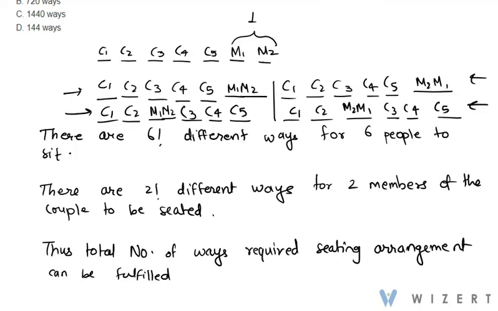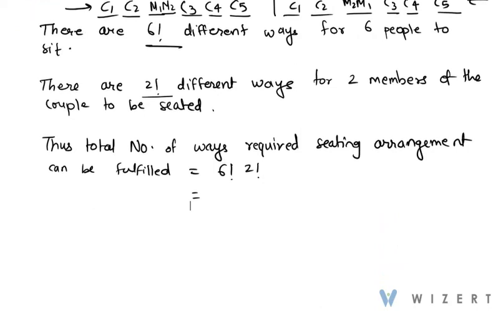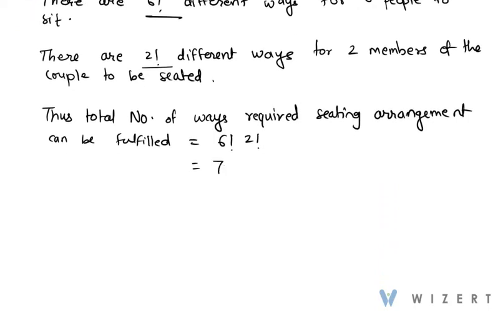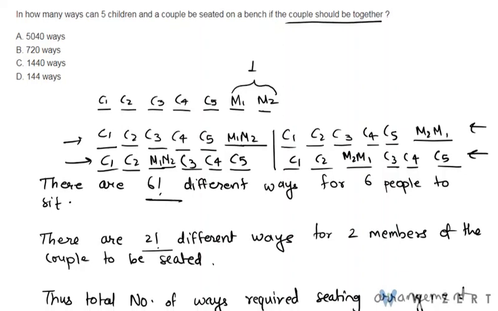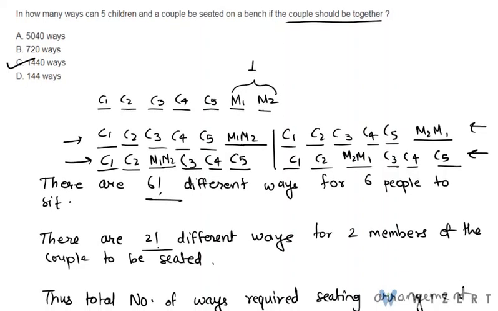is multiplication of these two, that is 6 factorial multiplied by 2 factorial, which is equal to, we know 6 factorial is 720 and 2 factorial is 2, so that is equal to 1440 different ways for these people to sit. So answer is option C, 1440 ways.